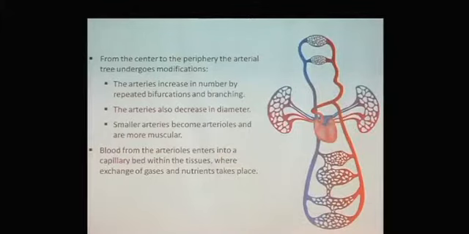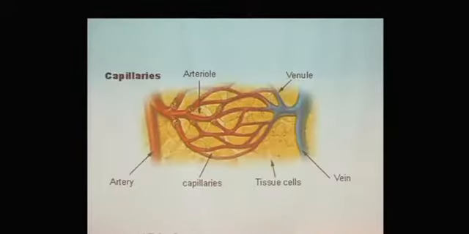So as the arteries branch, they increase in number. But as they increase in number, they get smaller in diameter. And then as these arteries get smaller, they become arterioles, and they become more muscular. So I'll show you a cross-section of that in just a bit. So blood from the arterioles enters into this capillary bed that's within the tissues, and that's where the exchange of nutrients and gases takes place in the systemic circulation.